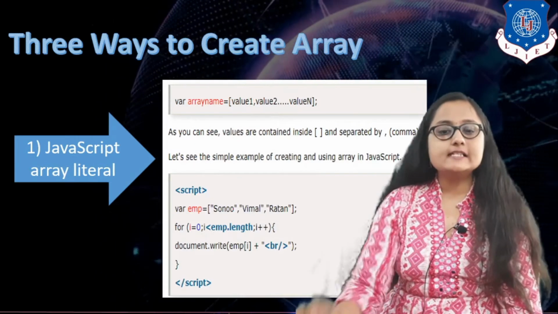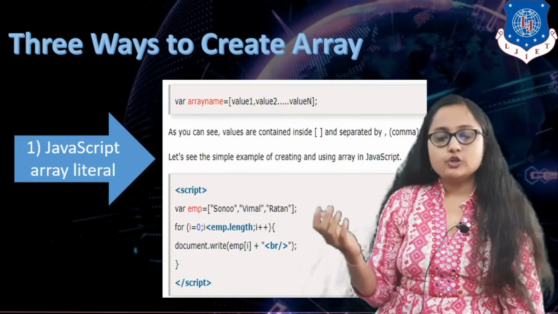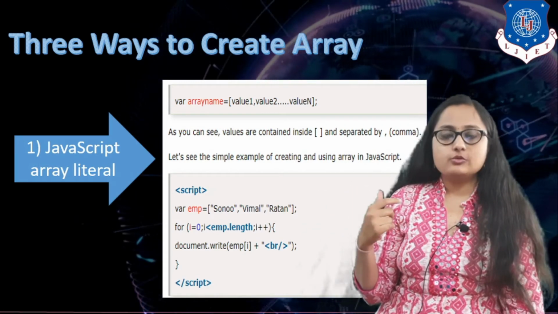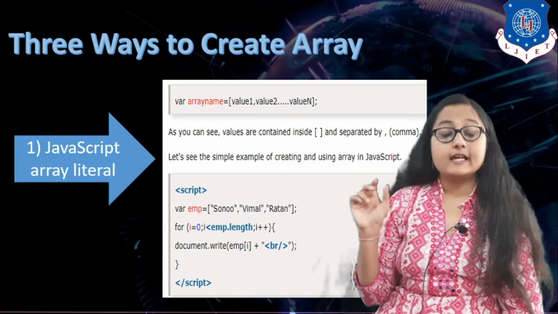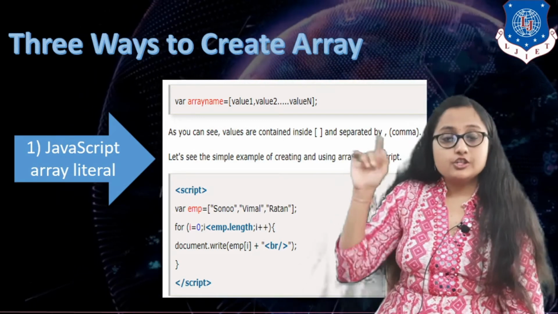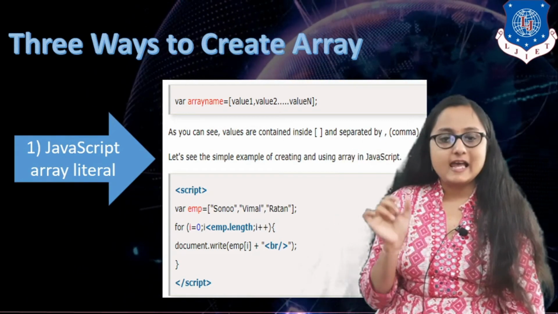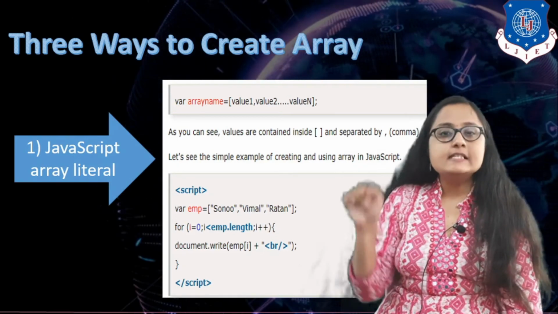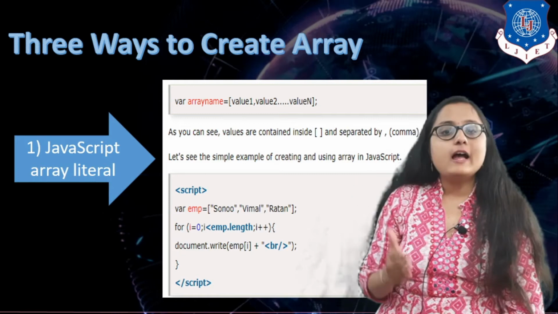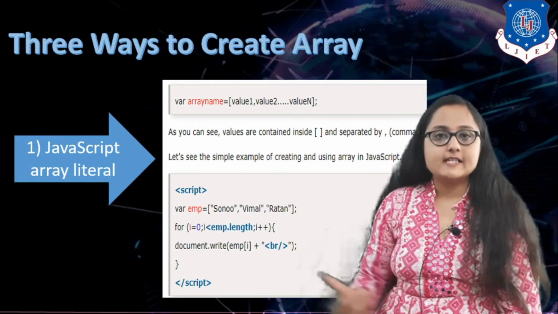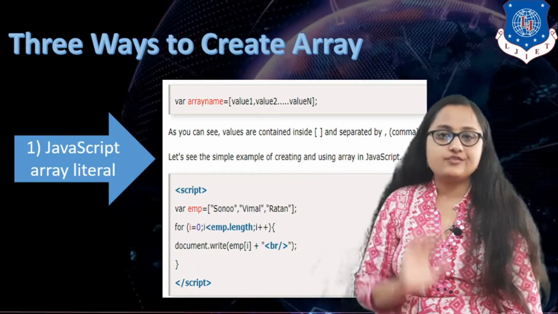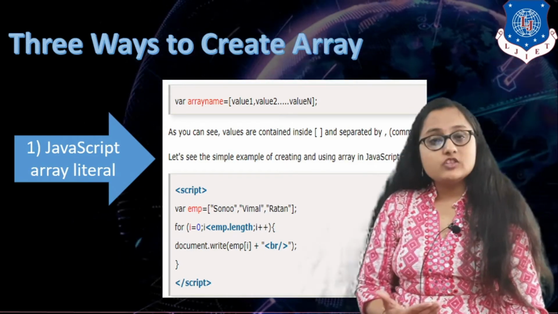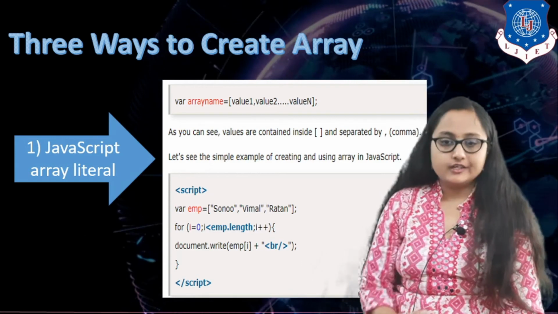When I want to create an array using an array literal, you have to write the var keyword and then some sort of name. Here I have written var arrayName. Array name is a variable name, is equal to, and in square brackets you have to write values comma separated, and the statement ends with a semicolon. This is known as declaring a JavaScript array using an array literal, right?